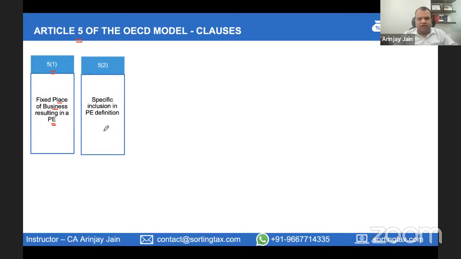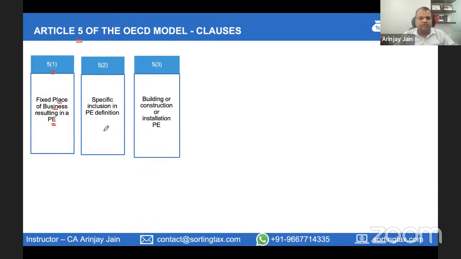Para 2 basically is an extension of paragraph 1, and it specifies as to which all places would specifically be covered under a fixed place PE within the meaning of paragraph 1. Paragraph 3 is also sometimes referred to as building or construction or installation PE. It arises where a non-resident is working on a building project or a construction project or an installation project in the source state.